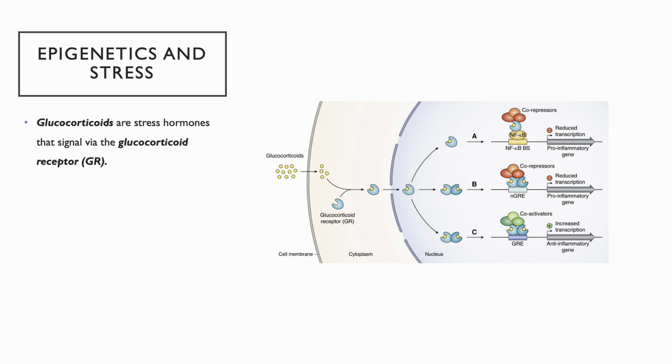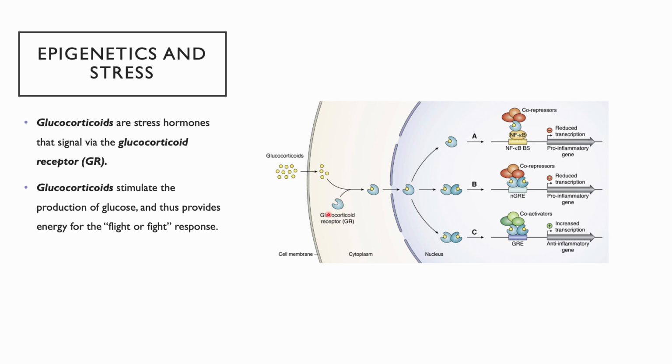Now, glucocorticoids are super important during the stress response. Glucocorticoids are these important stress hormones, and they can signal via these receptors called glucocorticoid receptors, shown here in turquoise. Glucocorticoids stimulate the production of glucose, and that's really important because we know that glucose needs to be shuttled from those long-term storage centers, like glycogen in muscle or triglycerides in white adipose tissue, into the bloodstream to provide energy for the fight or flight response.